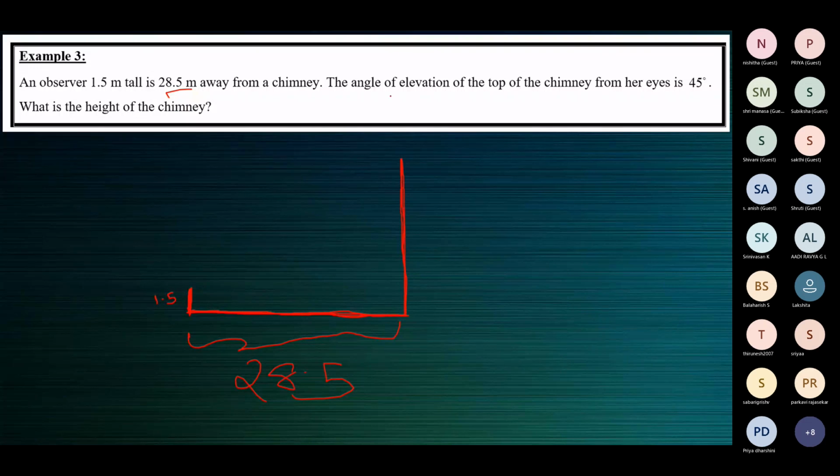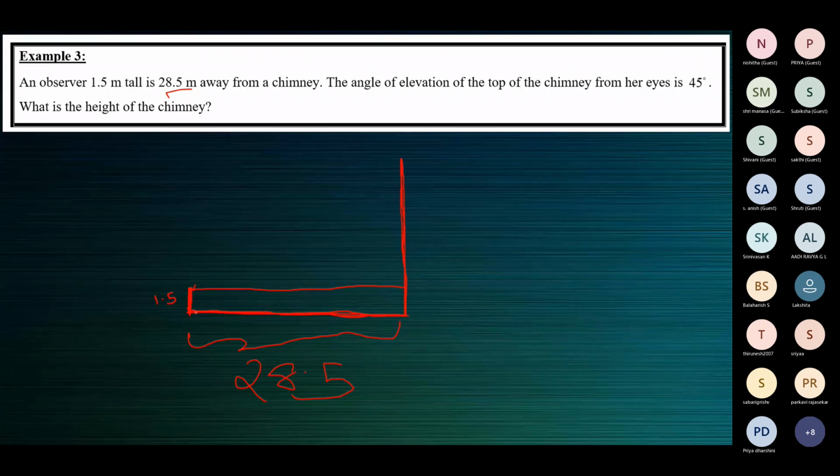Next, the angle of elevation of the top of the chimney from her eyes is 45 degrees. So for the angle of elevation, we need two arms. One is the horizontal line. The horizontal line is drawn through the eye of the observer. Take this as the eye of the observer, and the line through the eye of the observer is the horizontal line.